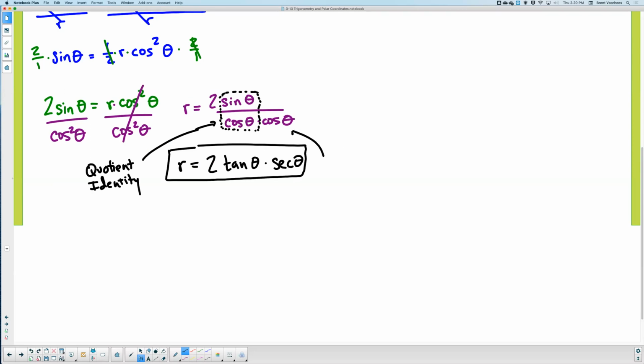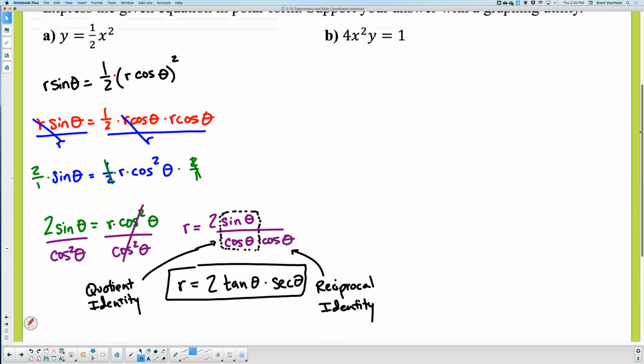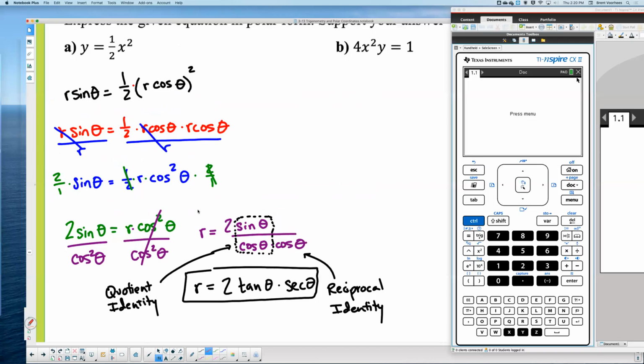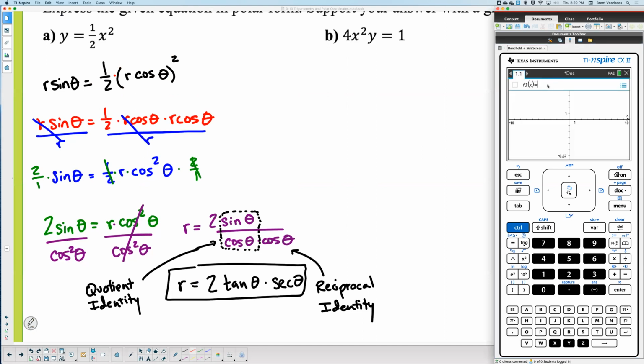That right there was a reciprocal identity. Now this says we could graph these just to confirm. And I'm not going to do this all day because this would take too much time that I don't want to get into today. But I'll just graph it one time to show you.